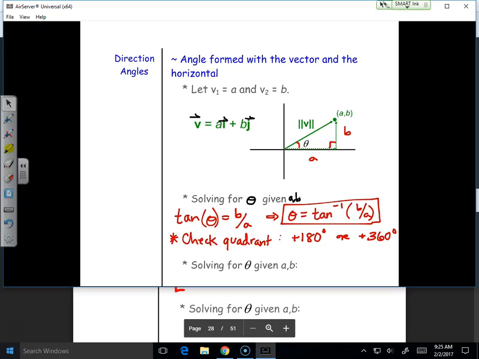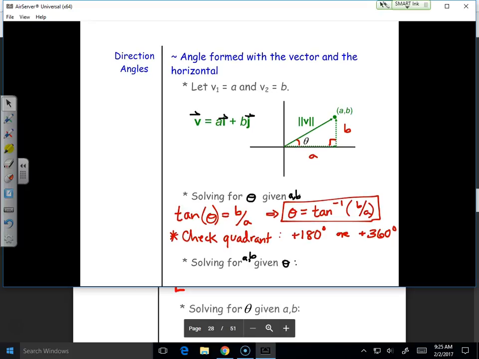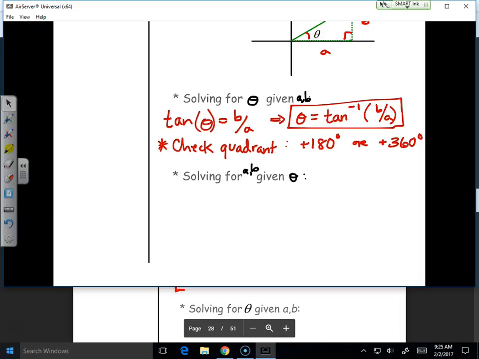So then we're going to go ahead and cover in the next one. Let's solve for A and B given theta. See it? I switched it. Solving for A and B given theta. Yeah, you might have to add 180 or 360 depending on the example. We'll try to get one for you. How do you solve for A and B given theta?